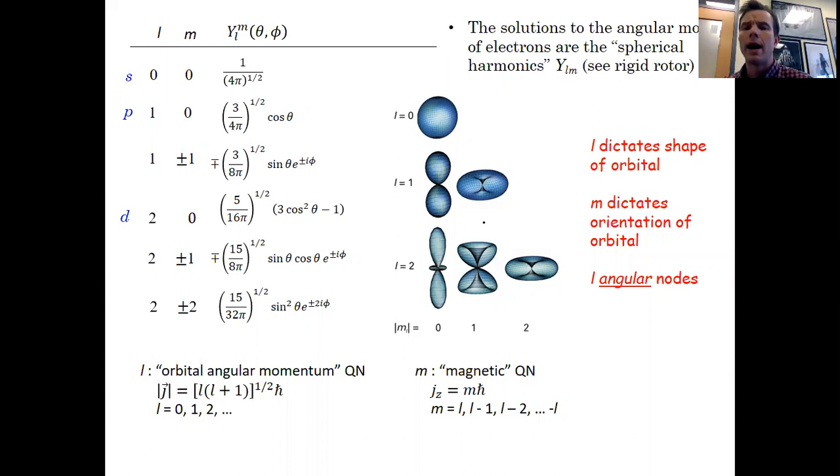What I would remind you is that L dictates the shape of the orbital. So if I have L equals 0, that's an s orbital. It's spherically symmetric. L equals 1 is the figure 8. L equals 2 is the clover leaf. So L is dictating the shape of this, and M is dictating the orientation. So if L is equal to 1, M could be 1, 0, or -1. There are 3 different orientations, which can be represented like this.